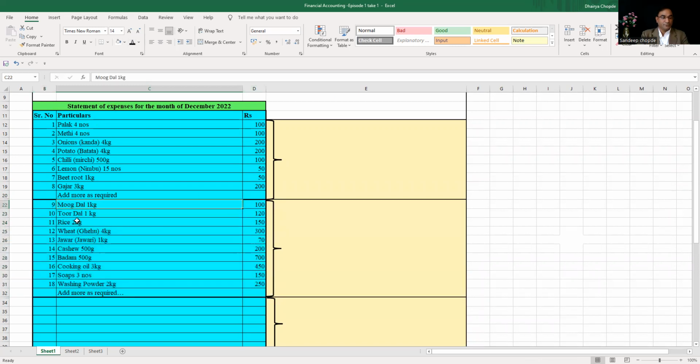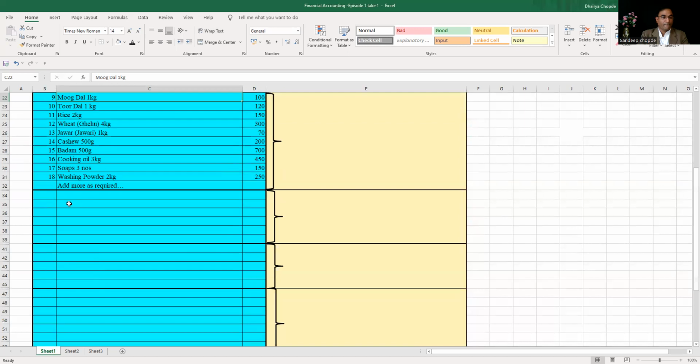Moong dal 1 kg, 100 rupees, tur dal 1 kg, 120 rupees, rice 2 kg, 150, wheat 4 kg, 300 rupees, jowar 1 kg, 70 rupees, cashew 500 grams, 200 rupees, badam 700 rupees, cooking oil 3 kg, 450 rupees, soaps three numbers, 150, washing powder 2 kg, 250, and you can further add to this list. You can keep on adding the other expenditure incurred for the month of December: electricity bill 1,500, telephone bill 500, gas bill, mobile bill, satellite TV, and so on.